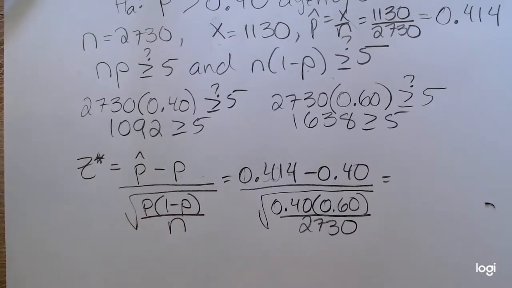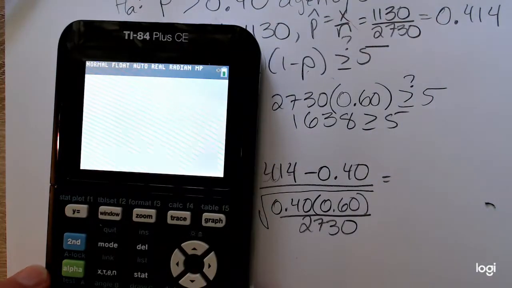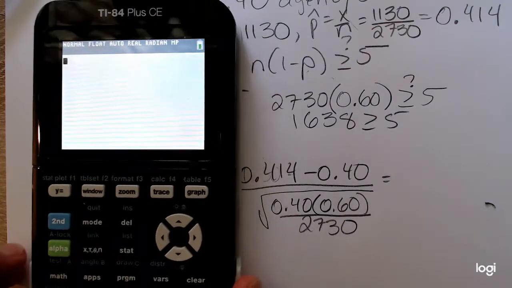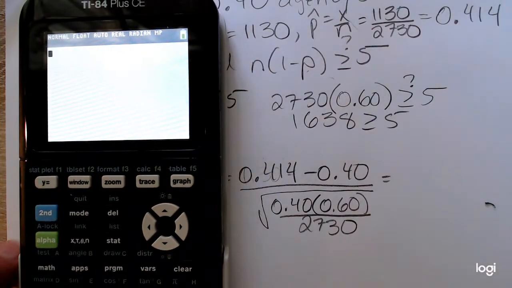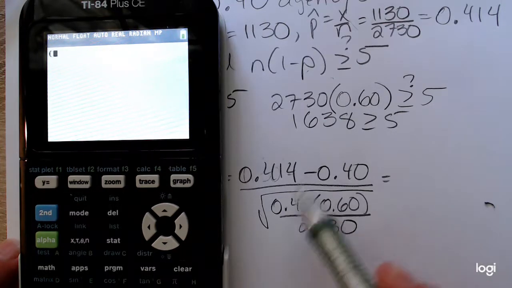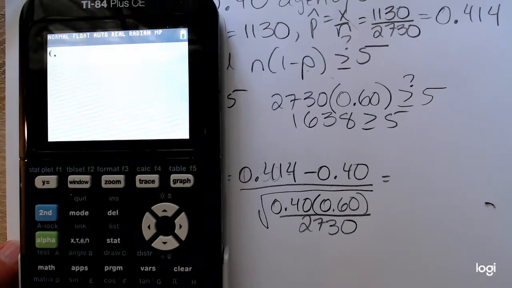Now it is a little cumbersome to get in the calculator, and there is a way to get the standardized test statistic directly from the calculator. But if you want to put this formula into the calculator, I strongly suggest using parentheses for the numerator expression, and that denominator expression is all under the radical.